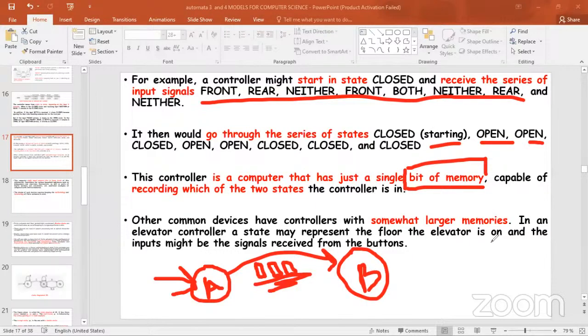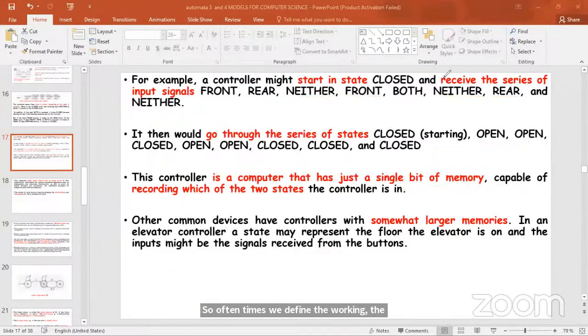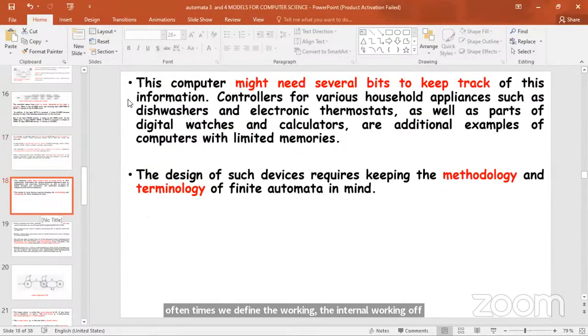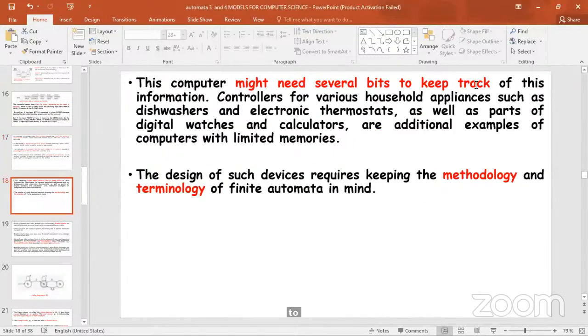The elevator is on, and inputs might be the signal received from the button. So oftentimes we define the internal working of the system or of the computer we want to model. Moving on, this computer might need several bits to keep track of this information.